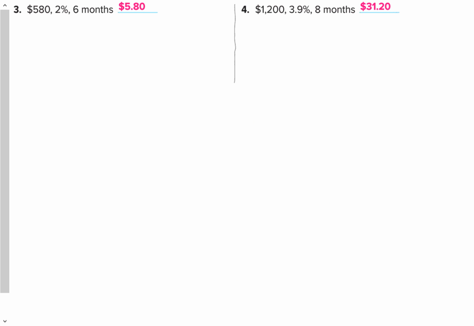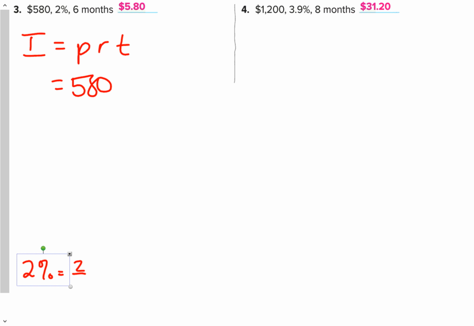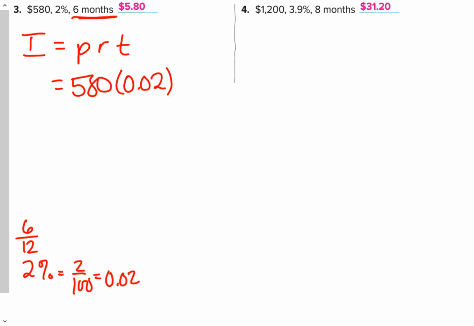All right. Next, we have $580 at 2% for 6 months. So I equals P times R times T. So we have our $580, 2%, 2 divided by 100, 0.02. And then we have our time, but it's in months. And remember, whenever we have months, we have to put it over the divisor 12 because there's 12 months in a year. So I'm going to multiply that times 1/2 because it's half of a year. So 580 times 0.02 times 1/2, that's going to equal $5.80.